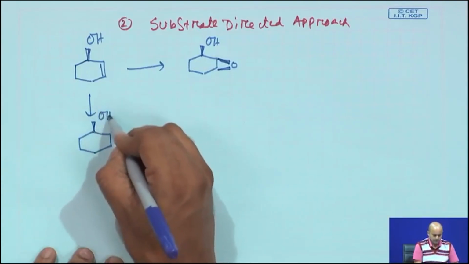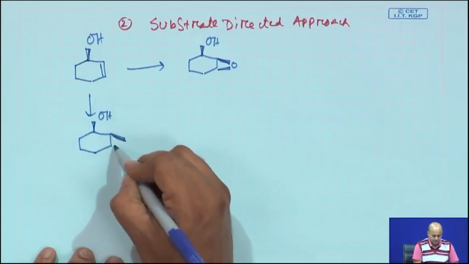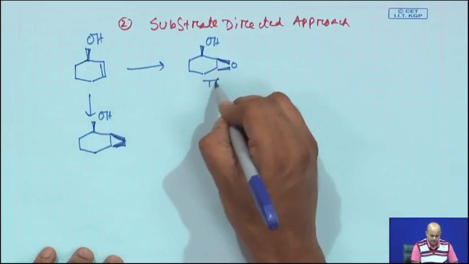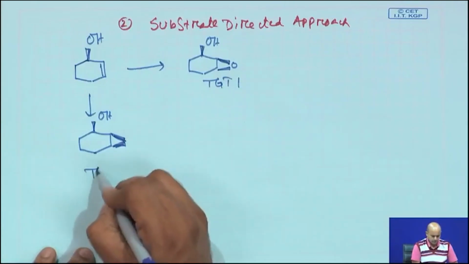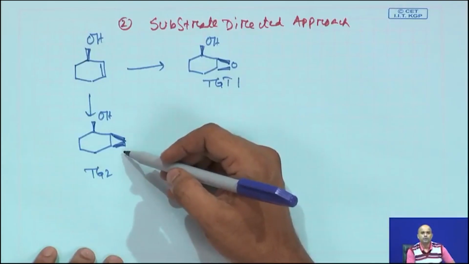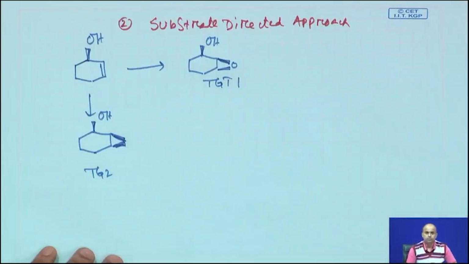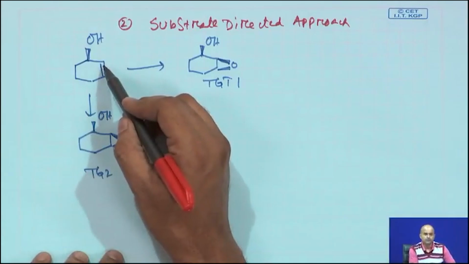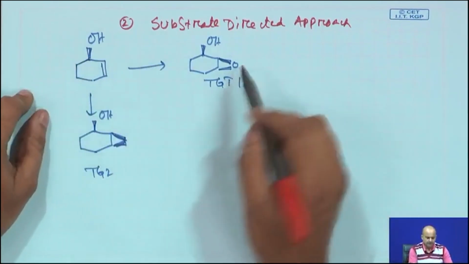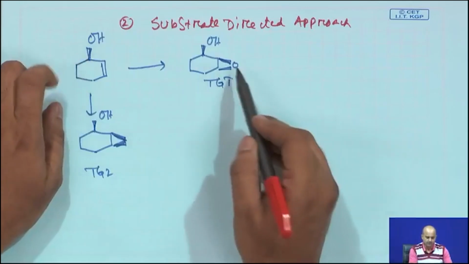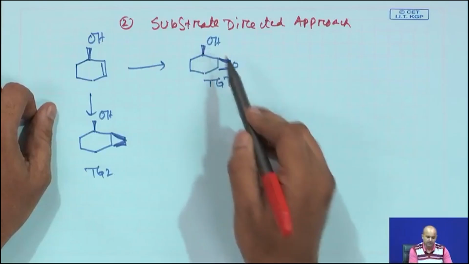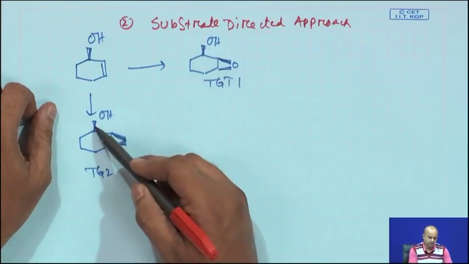So, you are having this cyclohexane based compound, and I will be needing this target, target 1 and target 2. One is an epoxide, one is a cyclopropane. But if you closely analyze, the stereochemistry of this hydroxy group is the governing factor, meaning that whatever stereochemistry the hydroxy group has, the final product has the same stereochemical orientation. If it is beta, this is also beta, this is beta, this is beta.